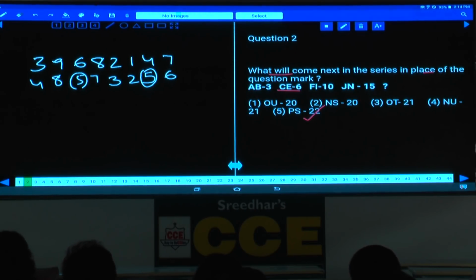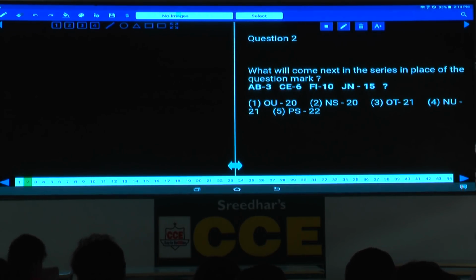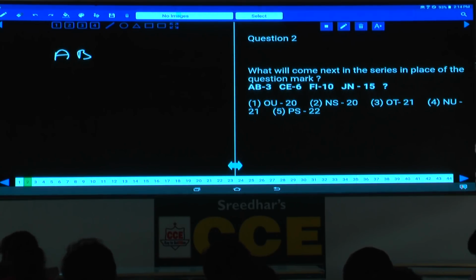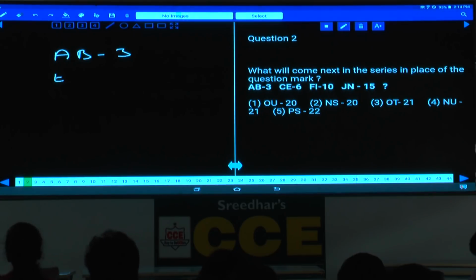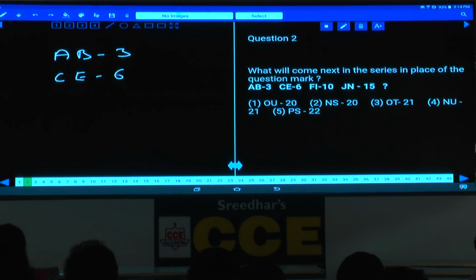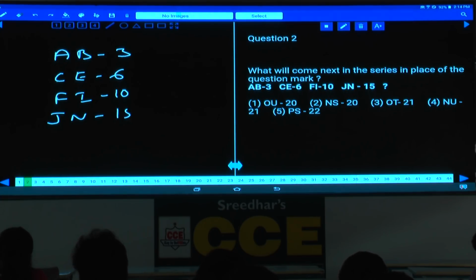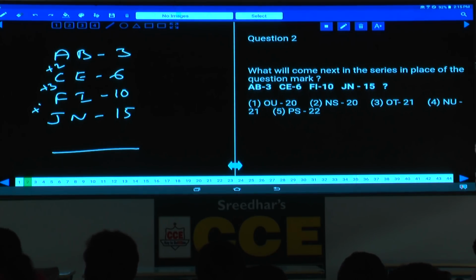Then question number 2. Now this question number 2 is based on letter series: AB3, CE6, FI10, JN15. Then what should be the next one? First check out A and C. What is the difference here? B, C. Next one C and F, D, E, F plus 3. F and J, G, H, I, J plus 4. So plus 2, plus 3, plus 4, and the next one plus 5. Fifth letter after J is O: K, L, M, N, O.